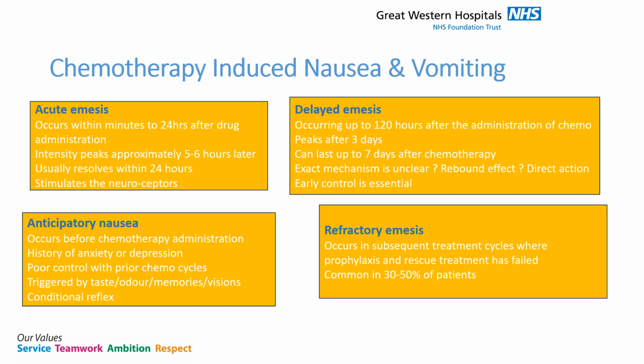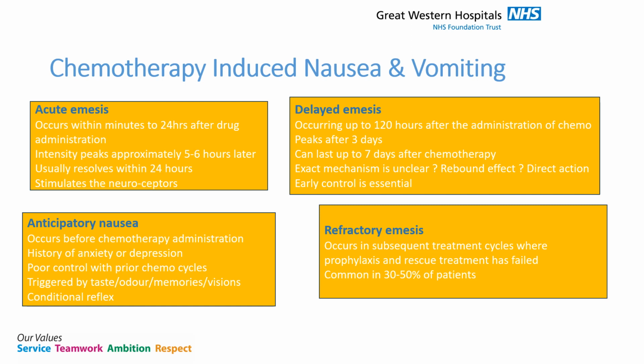However, what we do often see is delayed nausea and vomiting, and that usually occurs up to 120 hours after the chemo, but it usually peaks after 3 days, so around 72 hours. This can generally last up to about a week after chemo, and the exact mechanism of this is not completely clear, whether it be some kind of rebound effect or a direct action of the drug. But it's really important that early control happens. And again, that's why we give pre-medications of antiemetics, but it's also why we encourage patients to inform us sooner rather than later if they start to develop any nausea or vomiting in the coming days after chemotherapy.